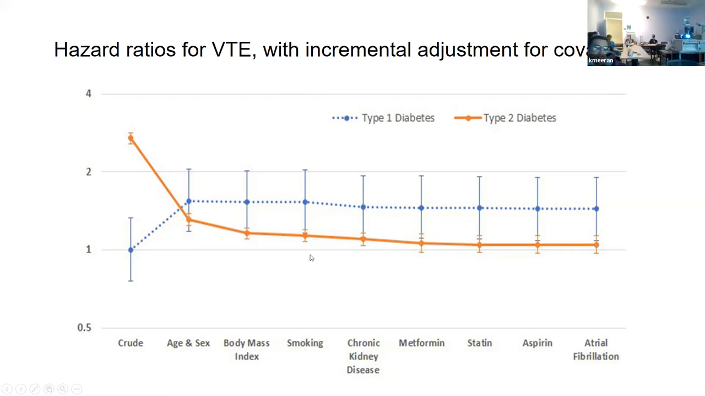And do you think BMI is an independent variable? So this is the problem. Is there? But that's the thing. No, they're all linked.